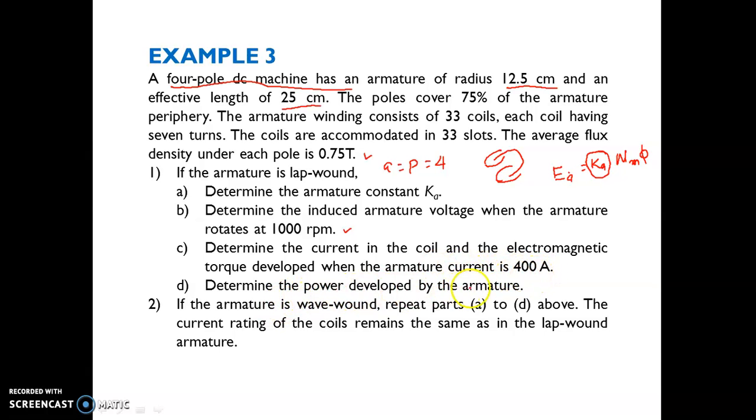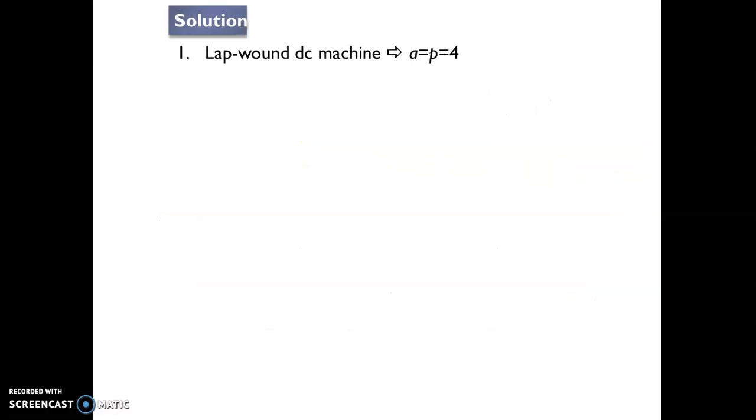Determine the power developed by the armature. Then how much is the armature power developed? Armature power developed is Ea multiplied by Ia. So we have to find this value also. If the armature is wave wound, if the armature now becomes wave wound, then you have to repeat all the parts from A to D, everything, if the machine becomes wave wound in place of lap wound. So let us see how we can find it.